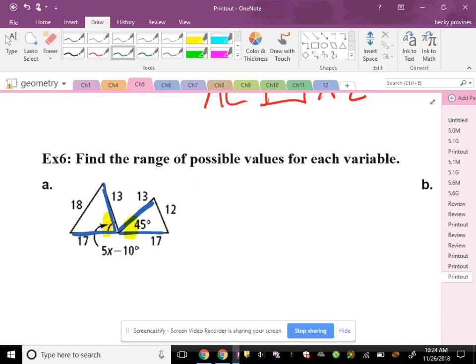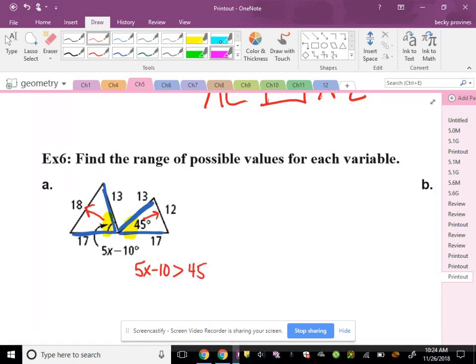Okay, so which one is bigger? Well, we're going to look straight across. So this one across is 18. This one across is 12. So that means the one on the left has to be bigger. So 5x minus 10 has to be larger than, not 12, has to be larger than 45.